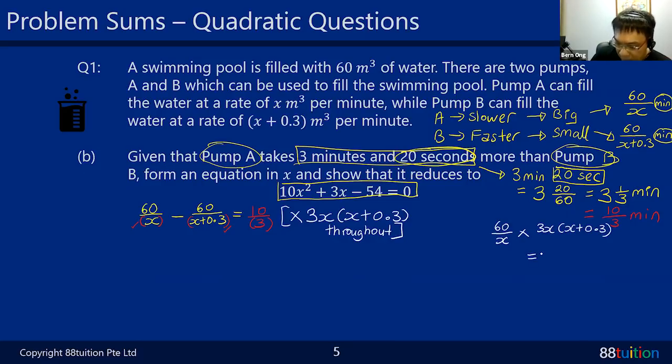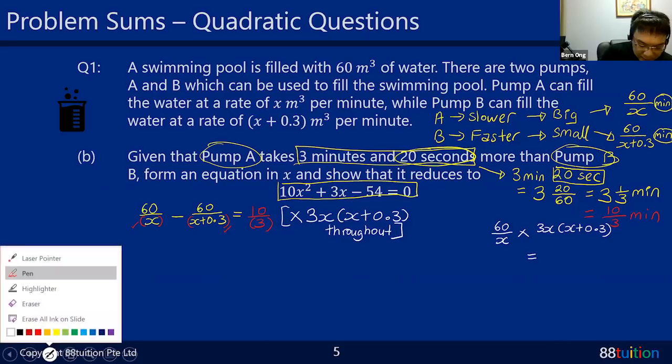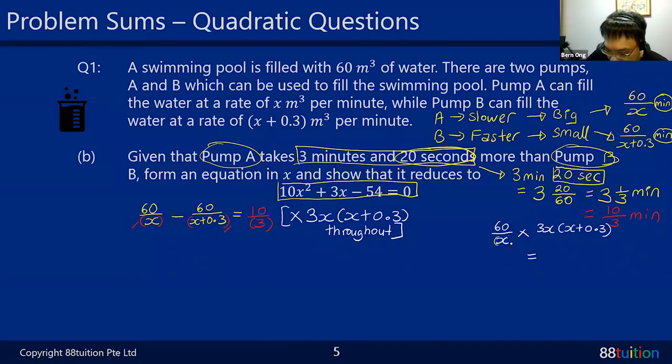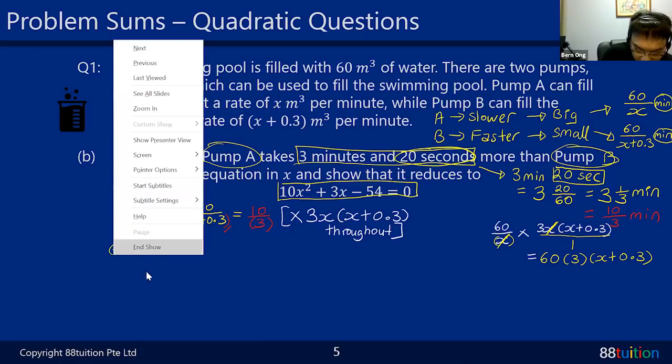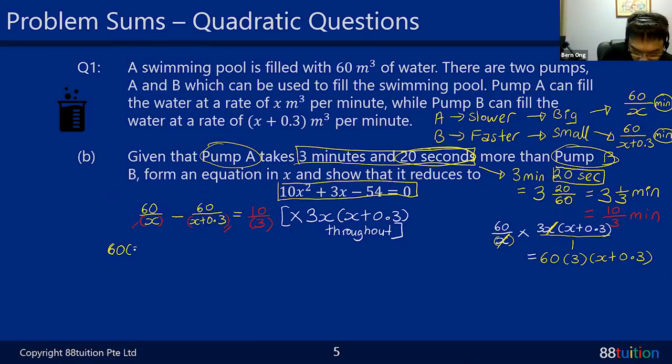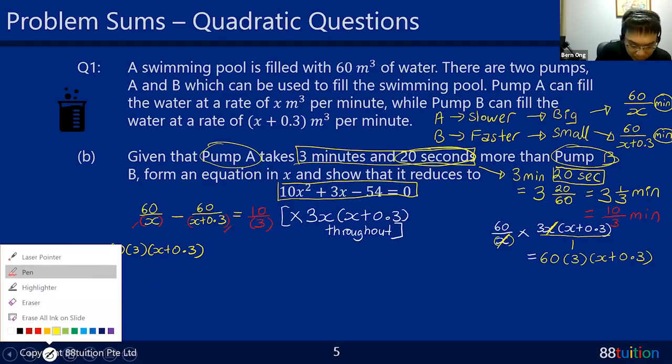So if you can see, you can actually cancel certain things. Like this denominator is an x. Down here is like over 1. In primary school, remember? On top got x, the same item. Below got x, the same item. What are you left with? You're left with 60 times 3 times x plus 0.3. Can you see? Immediately the denominator disappeared. That's what you want. So the first item here, can I just write 60, 3, and x plus 0.3. I'm doing it slowly because some of you maybe cannot see it, so that you'll be able to catch up with me.